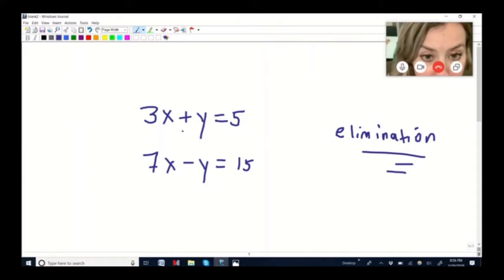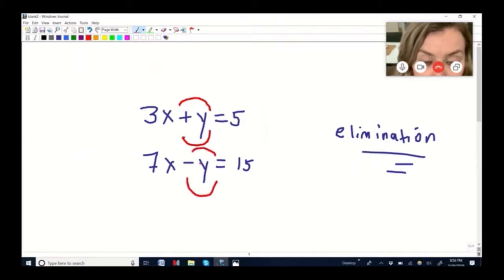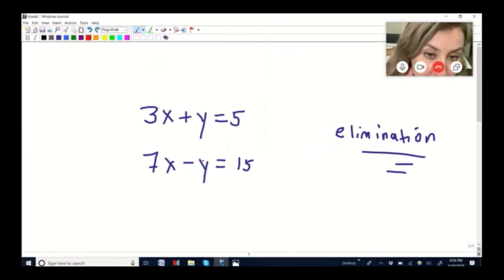Basically, what you have to do is look for any opportunities to cancel out a term. Now, the bottom line is we have a positive y right here, and we've got a negative y right here. So if I was to add the top equation to the bottom equation, this positive y would cancel out the negative y. Does that make sense to you? Yeah. All right. So that's what we're going to do.